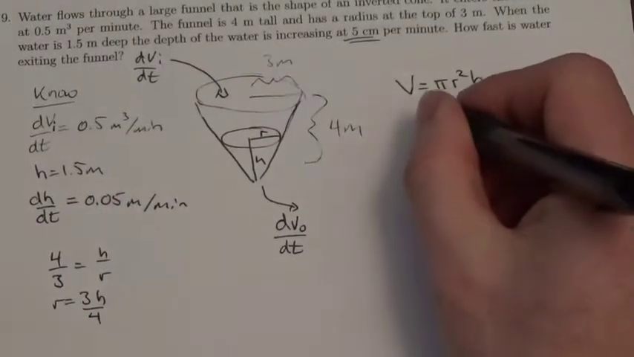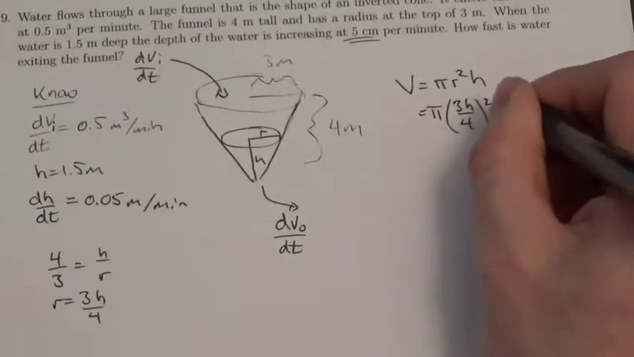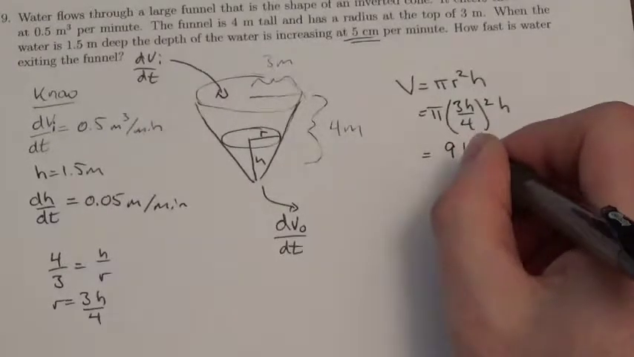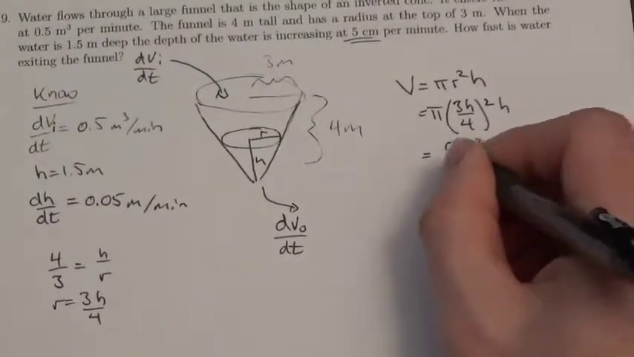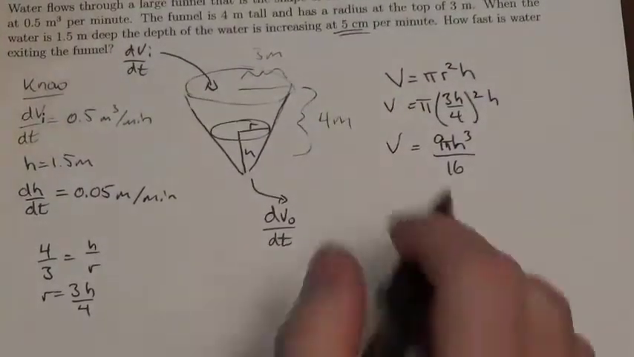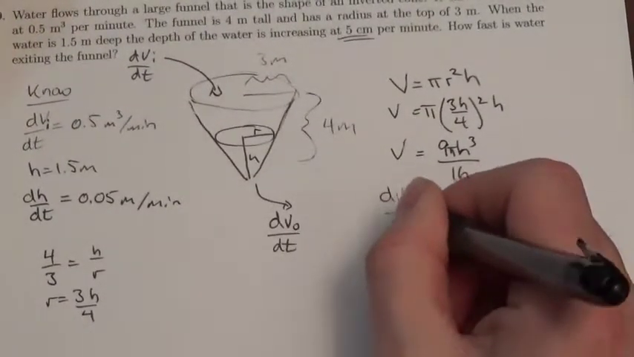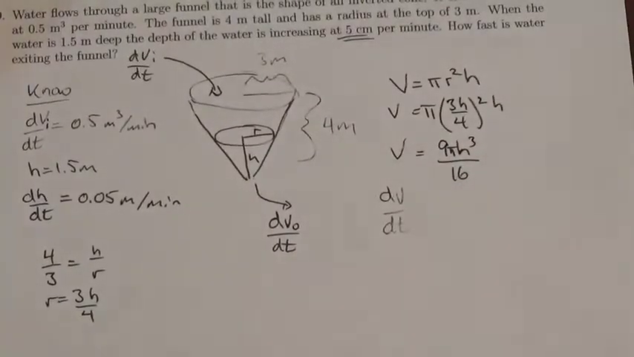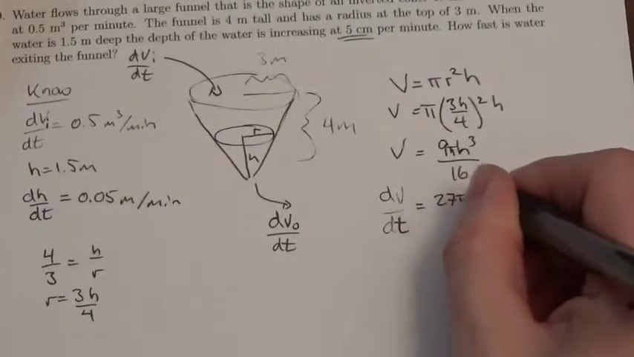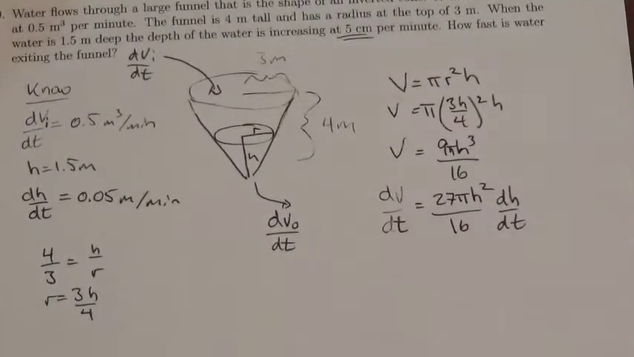So now I come over here. This is going to be pi times (3h over 4) squared times h. Putting that all together, that becomes 9 pi h cubed over 16. There's my volume. Okay, good. Now I've got a relationship between volume and the height of the water. dV/dt is going to equal, bring down the 3, 27 pi h squared over 16 multiplied by dH/dt.